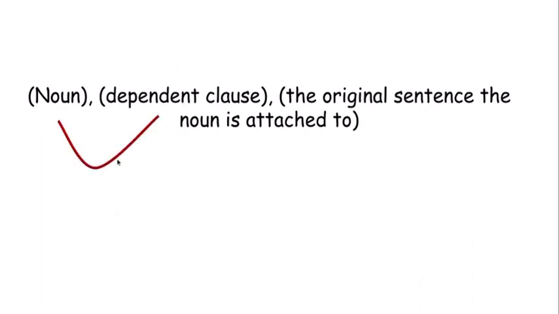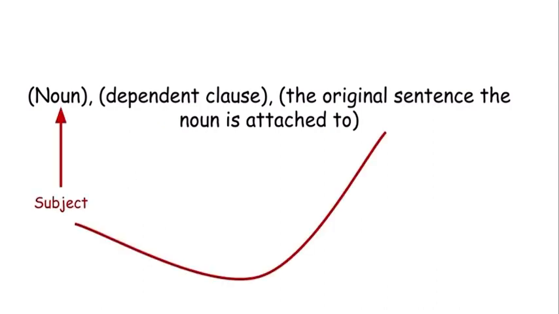So the noun acts like a subject for the dependent clause to describe, and the noun also is used to complete the original sentence the noun is attached to, because a noun is basically the subject of most, if not all, sentences. I probably sound really stupid saying that, but it's a person, place, or thing. It's a subject, okay, guys? And it acts as the original sentence's subject.